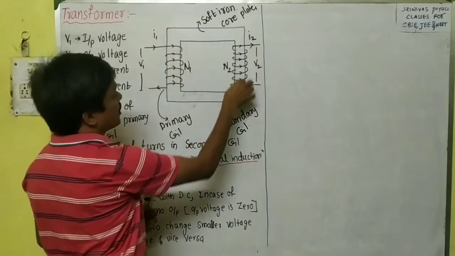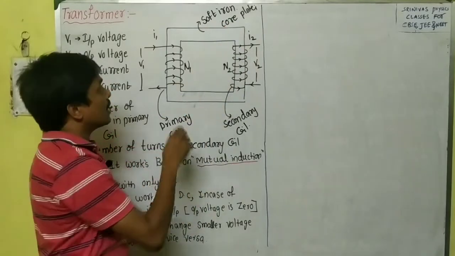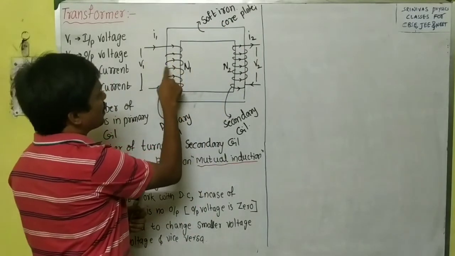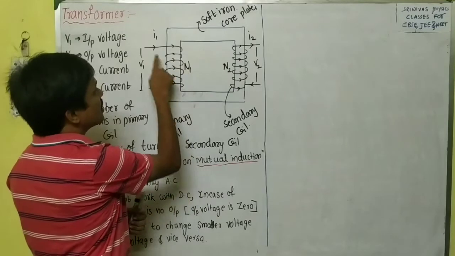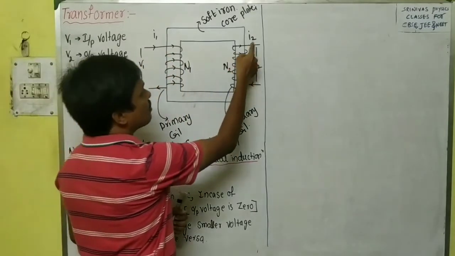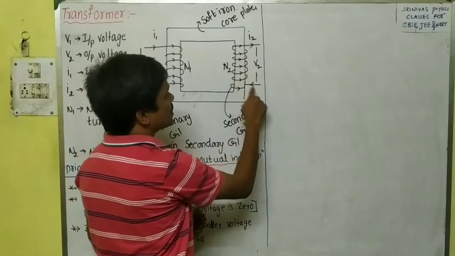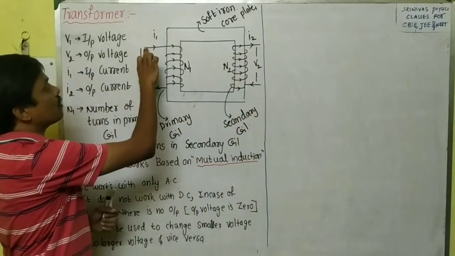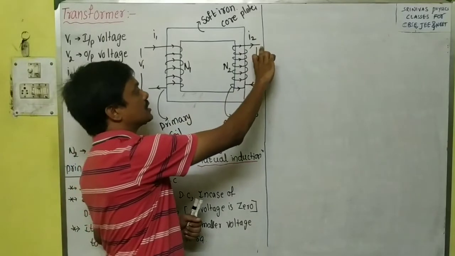This is the soft iron plates, rectangular plates, and then here this is the primary coil. It has the number of turns N1. Insulated copper wire is wound at one side, at the one arm. At the other arm another wire is wound. Here the input is given, and here the output is taken.